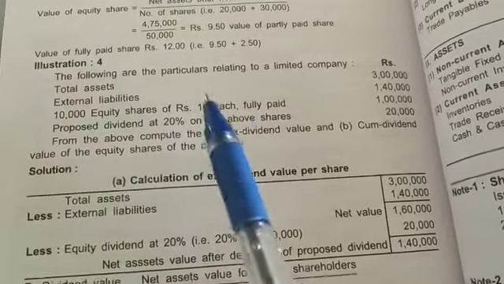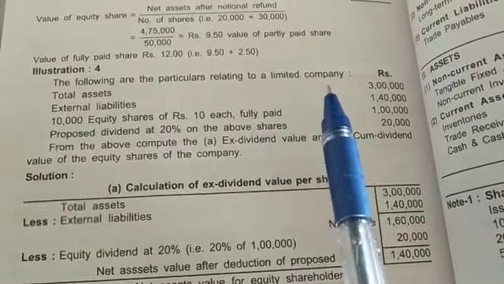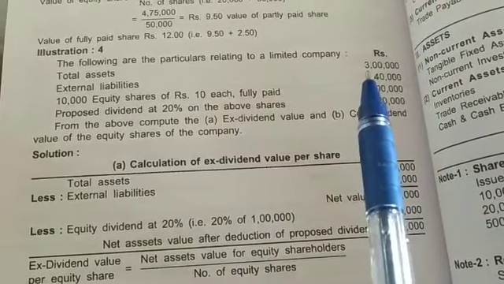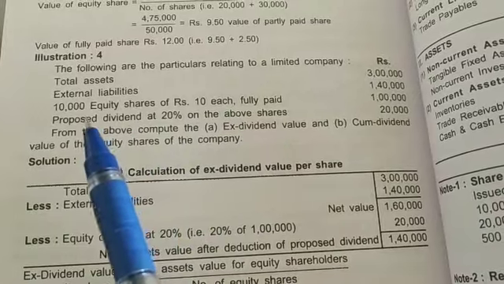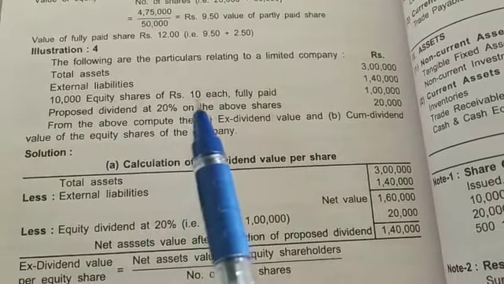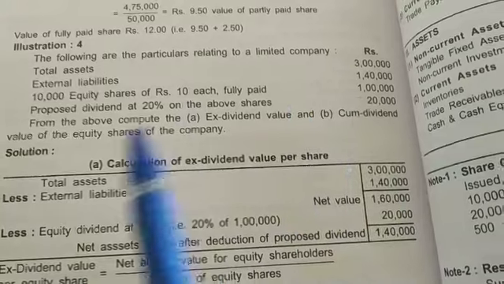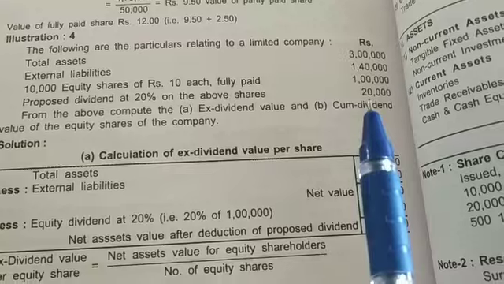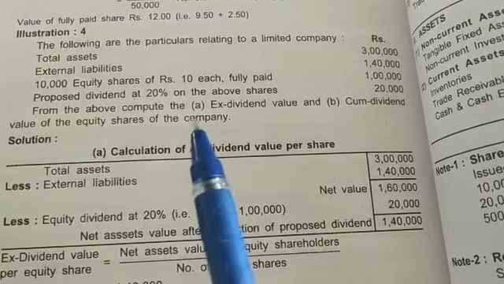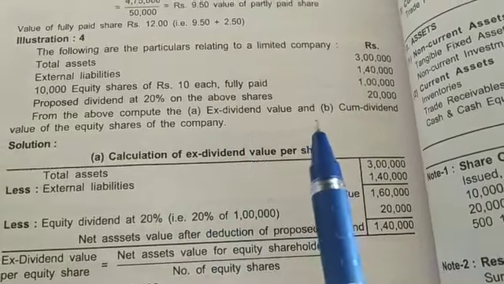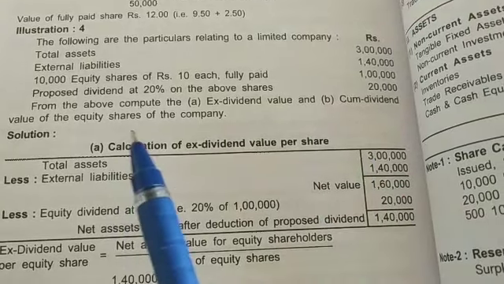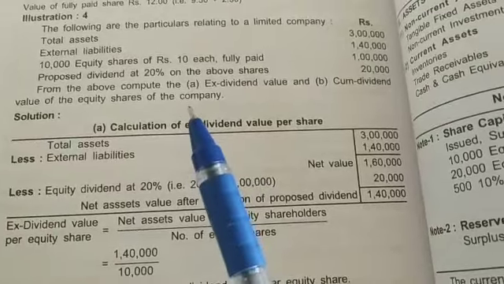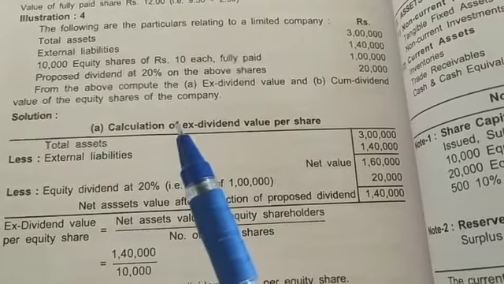See here, the following are the particulars relating to a limited company. Total assets are given as 3 lakh, then external liabilities, and 10,000 equity shares of rupees 10 each fully paid. Then proposed dividend at 20% on the above shares, that is 20,000. From the above, compute the ex dividend value and cum dividend value of the equity shares of the company. So by referring to all this information, we have to solve the problem.